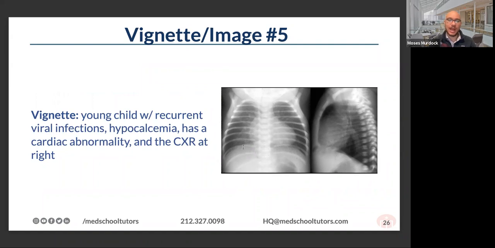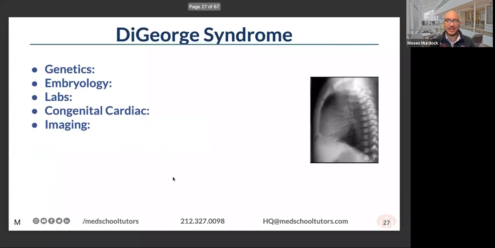Next question. We have a young child with recurrent viral infections, has hypocalcemia, has a cardiac abnormality, and has the chest X-ray at right. What disease do you all think this patient has? And my goodness, y'all are too fast for me, too good. Yes. So this is DiGeorge syndrome. Let's walk through the facts that you need to know. So what is the genetics? I see one correct answer that came just to the host and panelist.